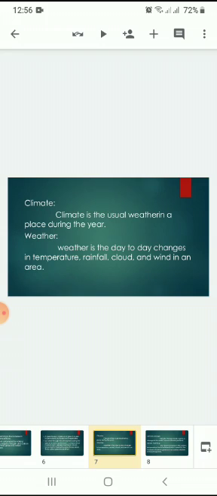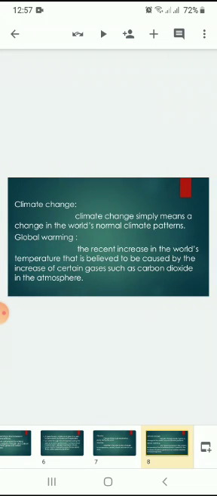Weather. Weather is the day-to-day changes in temperature, rainfall, cloud, and wind in an area. Weather can change a lot within a very short time. For example, it could be windy during the night, raining in the morning, and sunny in the afternoon, all in one place.